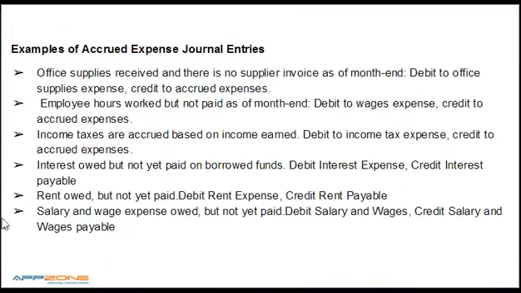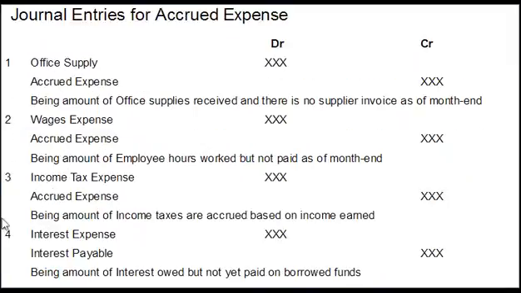The first example is that office supplies are received and there is no supplier invoice as at the end of the month. So how are we going to record it? Look at the first one. It said office supplies will be debited with the actual amount and accrued expense will also be credited. So what will the narration be? The narration is going to be: being amount of office supplies received and there is no supplier invoice as of month end. That's how the narration is going to be.